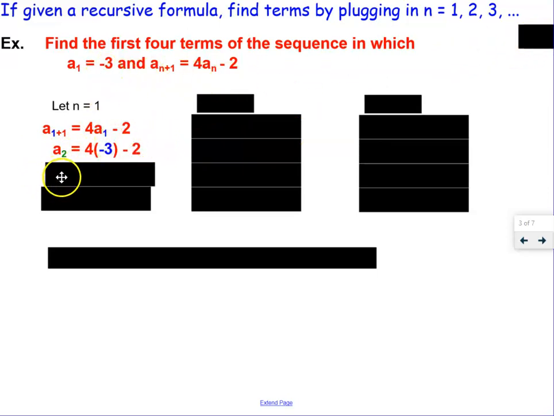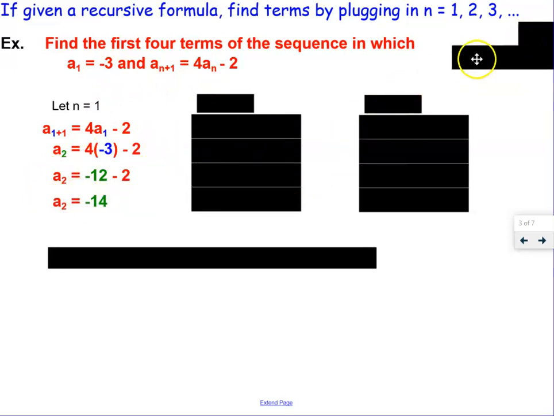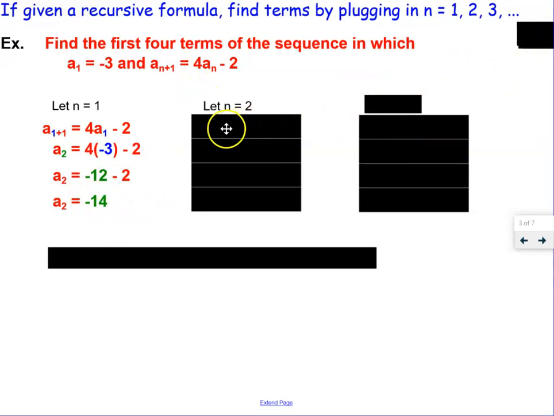You do some simple algebra. 4 times -3 is -12. Then you subtract 2, you get -14. So the second term, a2, is -14. Now I'm going to let n equals 2. So I put a 2 where all the n's go. So this is now 2 plus 1, and this is now 2.